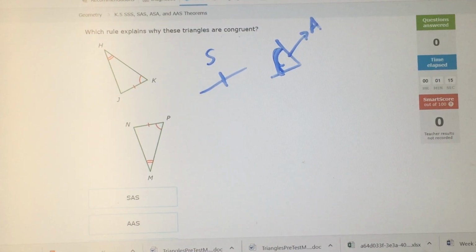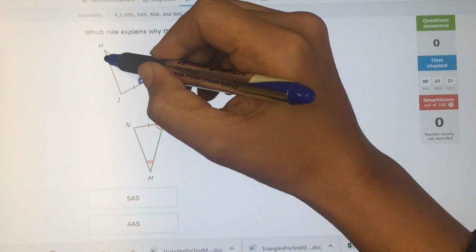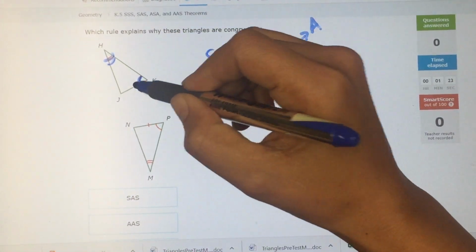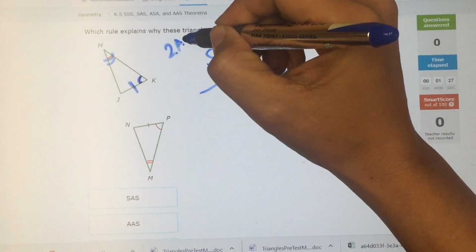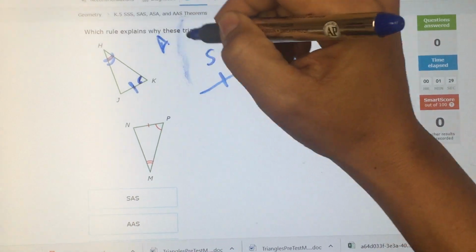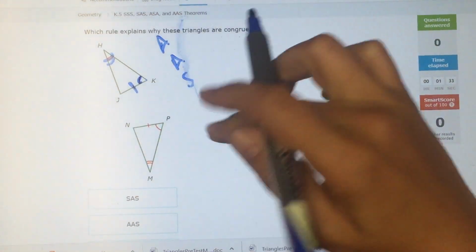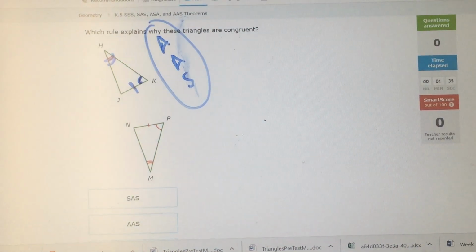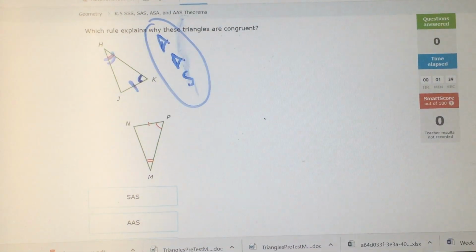First thing I want you to ask yourself is how many of each do you have? So for example, in this question, how many arcs do I have? I have 2 arcs, 1 side, and 1 tick. So I can just say 2 angles and 1 side. So some combination of this is why they're congruent. I don't want anyone picking 3 sides. It doesn't have 3 sides.